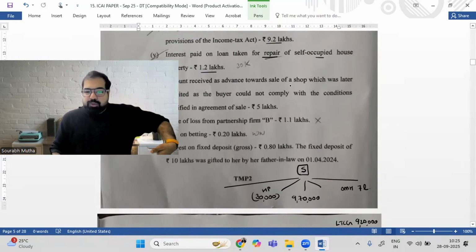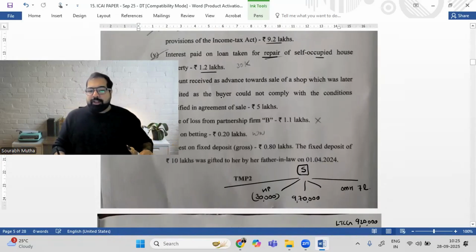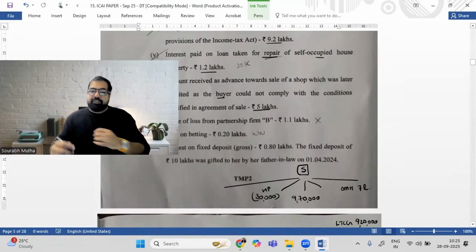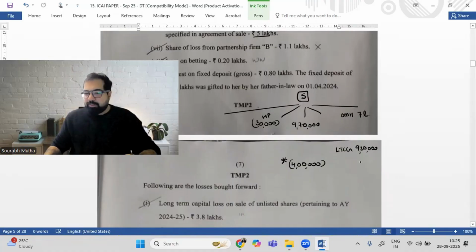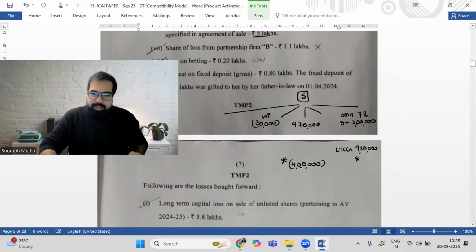Next. Amount received in advance towards sale of shop, which was later forfeited by the buyer, who could not comply with the condition. Guys, this is an amount which you have earned. If there is income, there will be tax. This 5 lakh rupees forfeiture will be taxed under IFOS. I'm writing 5 lakh rupees. This is general IFOS income, 5 lakhs. So I'm going to cancel it from here. General income, which is 5 lakh. Always remember losses, I have to put in brackets.